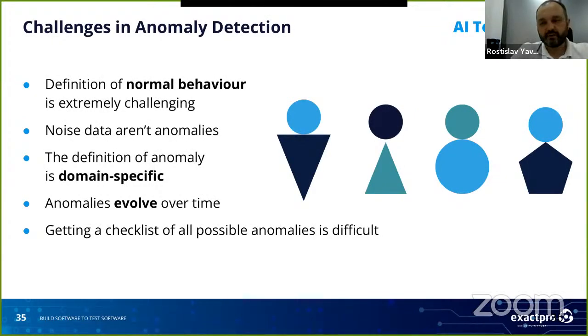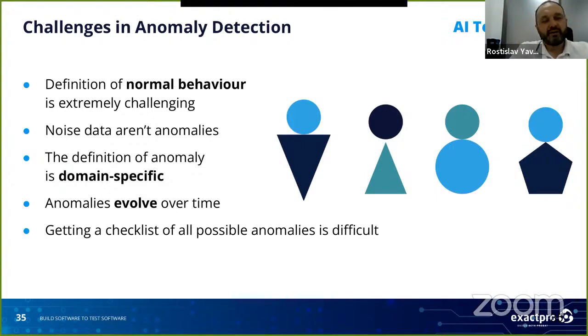And maybe the most important slide, let me just repeat it: in order to define what's an anomaly, you first need to define what's normal. And this is very difficult because you always have some noise, some differences, and noise is not an anomaly. Second, it's really important to understand your application domain, because anomalies are always domain specific. And the third, anomalies evolve over time. So what was okay today could be an anomaly tomorrow and vice versa.